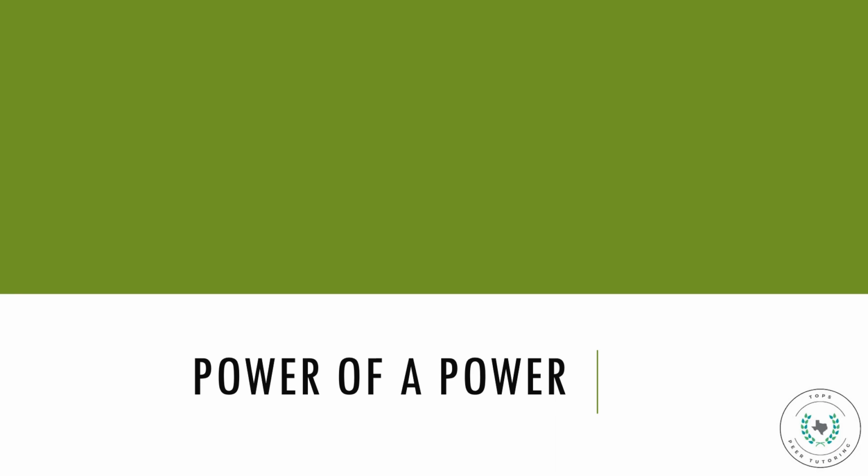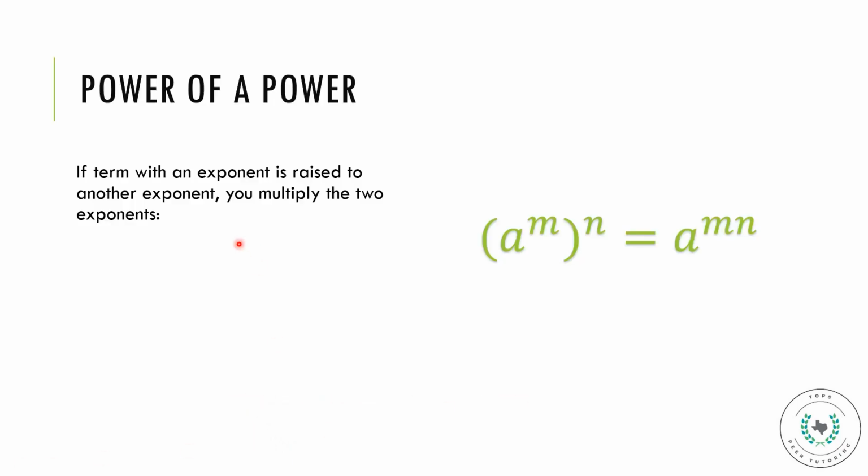Now, moving on to our second exponential rule. This one is called power of a power. So, the power of a power says that if a term with an exponent is raised to another exponent, you are going to multiply the two exponents.